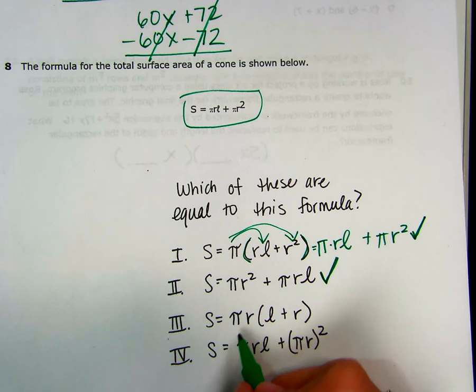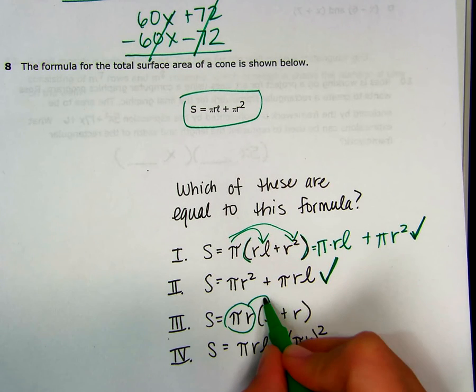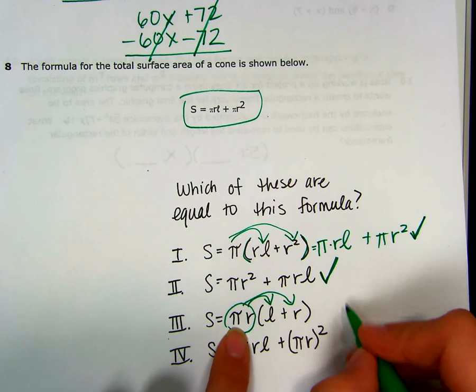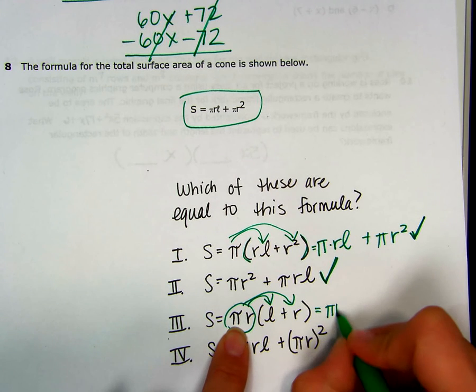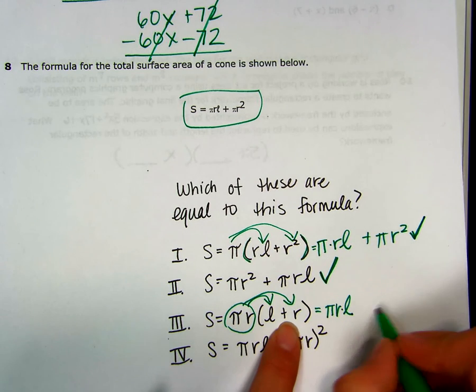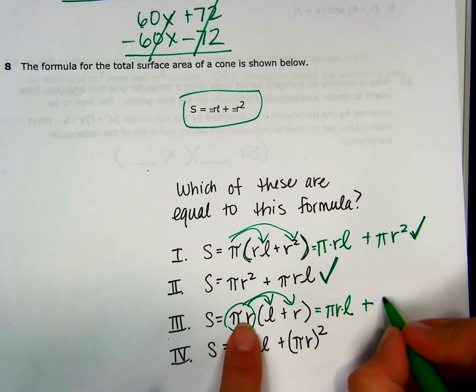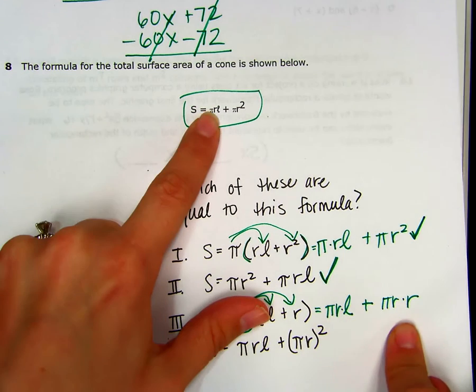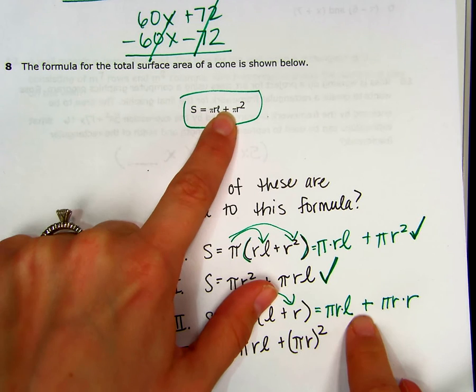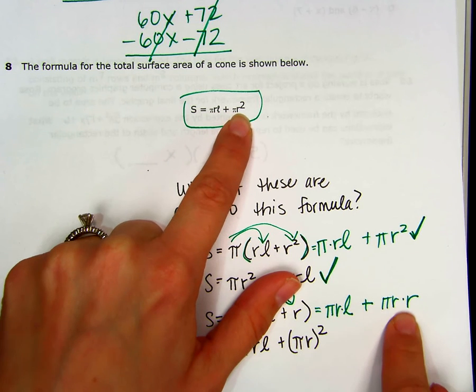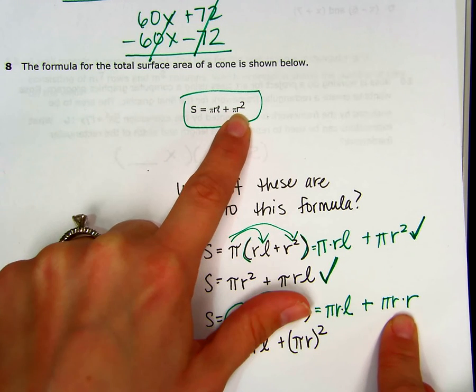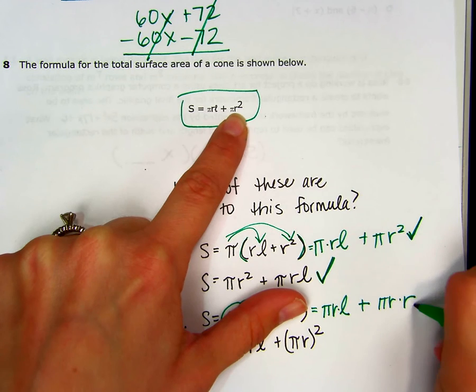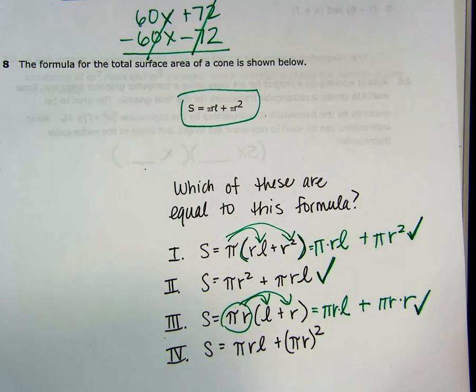All right, number 3. This time I need to distribute pi and R to each thing. So I'm going to have pi R times L plus pi R times R. Is that the same as pi RL? Yeah. Plus pi R squared and pi times R times R, those are also the same thing. R times R would make R squared, so that one is good.